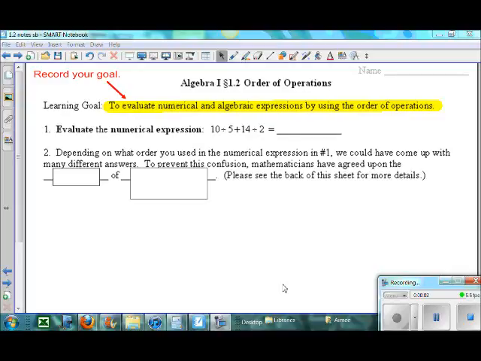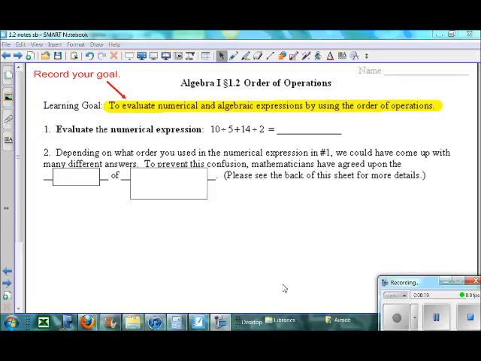This is Algebra 1, Section 1.2, Order of Operations. Our learning goal for this section is to evaluate numerical and algebraic expressions by using the order of operations. So remember to record your goal on your goal sheet.